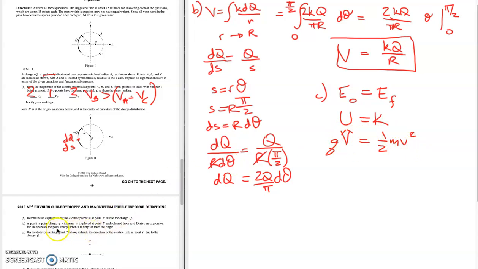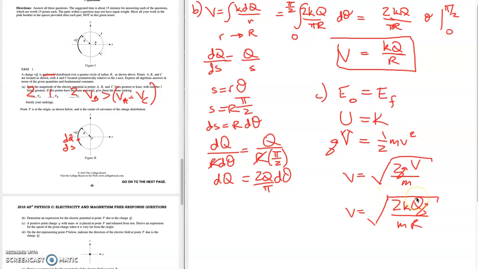And they want us to know how fast it is going to be going. So V is going to be the square root of 2Q capital V over M. Now that we know what this big V is, we can plug that in. And keep in mind, this big Q and that little q are not the same Q. So velocity is going to be the square root of 2K big Q, little q over M and big R. Here's an expression for how fast the charge will be going when it's far away.